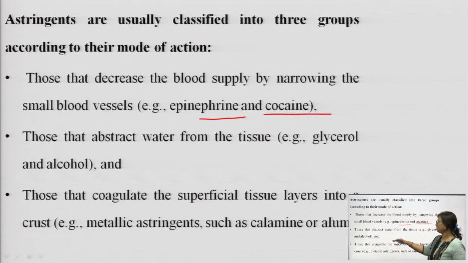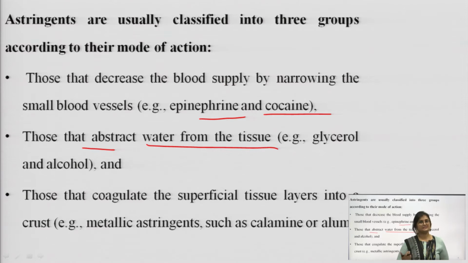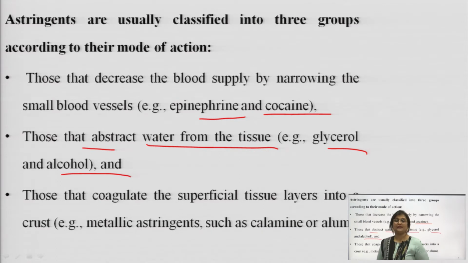The other category of astringents includes those that abstract water from the tissues. These are the astringents that remove water from tissues. Examples are glycerol and alcohol. They are also known as dehydrating agents, because they remove water from the tissues.